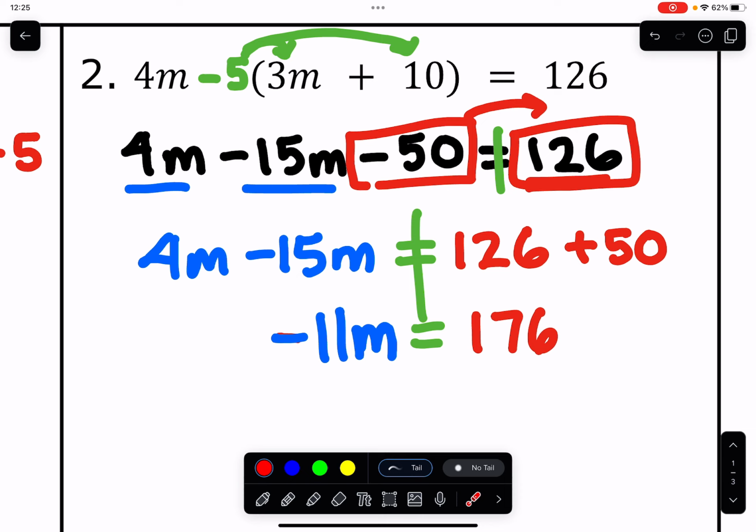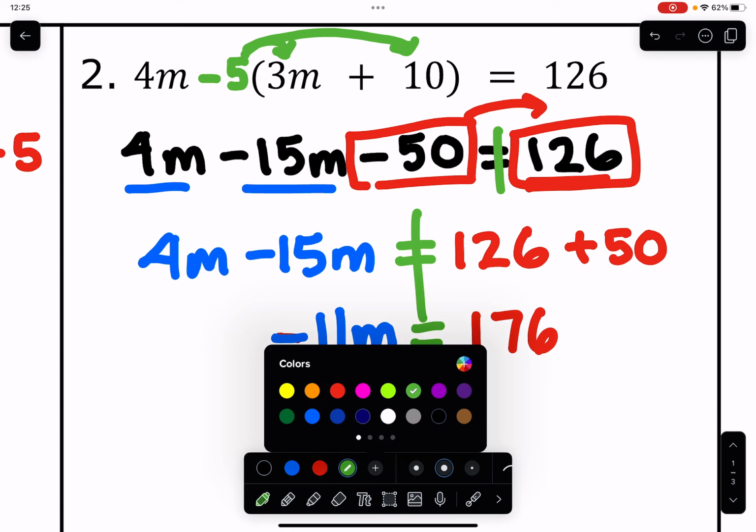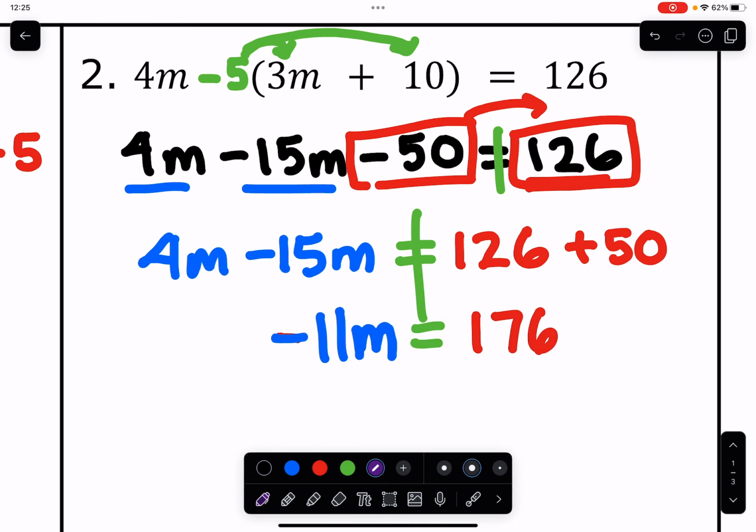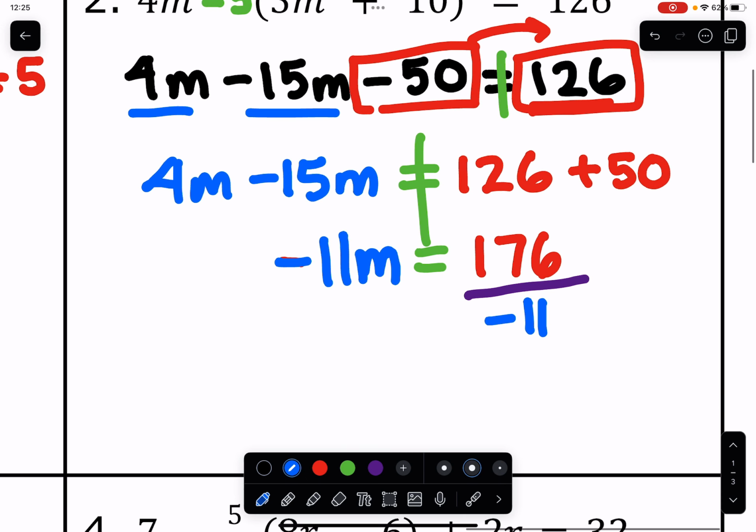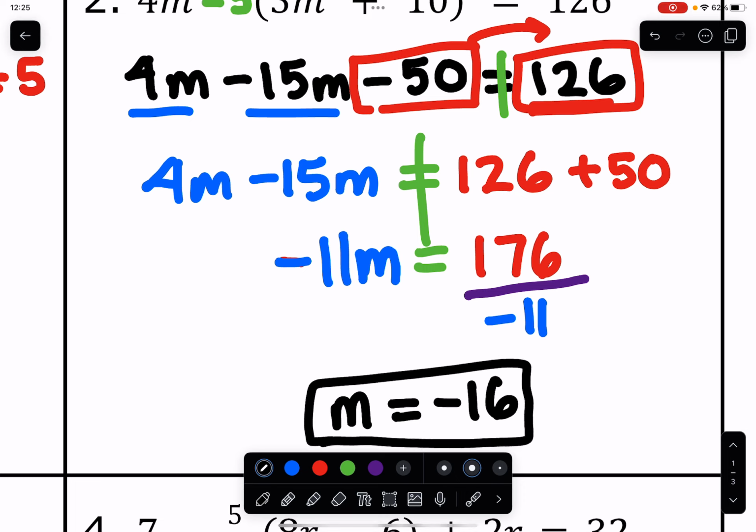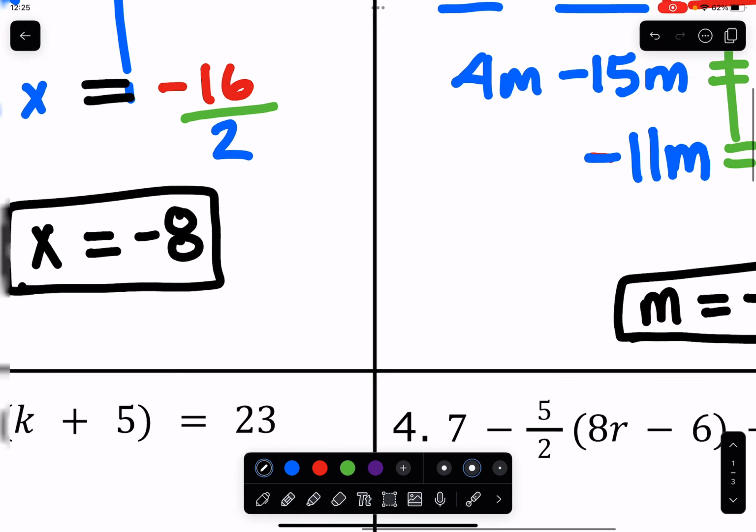And all I'm going to do now is divide. So this 176 is divided by this negative 11. So the value of m equals negative 16. 176 divided by negative 11 is negative 16. So there's your solution. Let's move on to our next example, example 3.